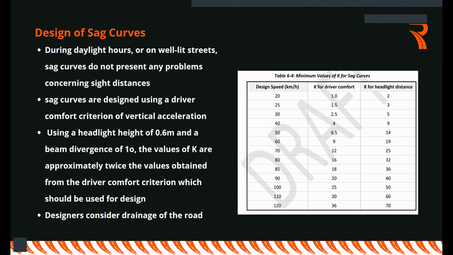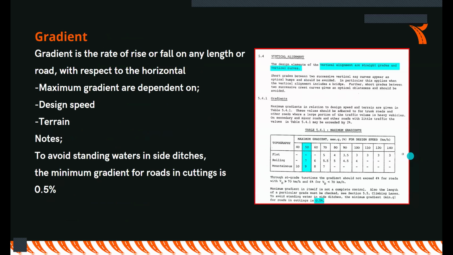So for you as a design engineer, you have that option to either design for comfort or design for headlight distance. And the parameter is still K. So at 80, you can see for comfort it is 16, it's lower. But if you want to account for headlight distance, such that if the driver is even far away on the other side, the headlight cannot get to where you are, this is 32. So you can note these two down so that we can compare them as well.